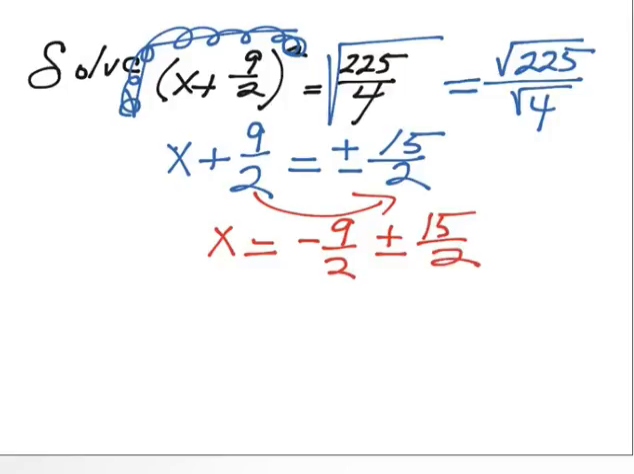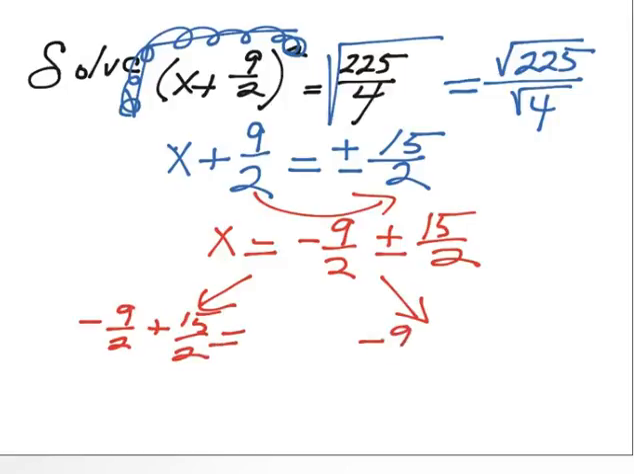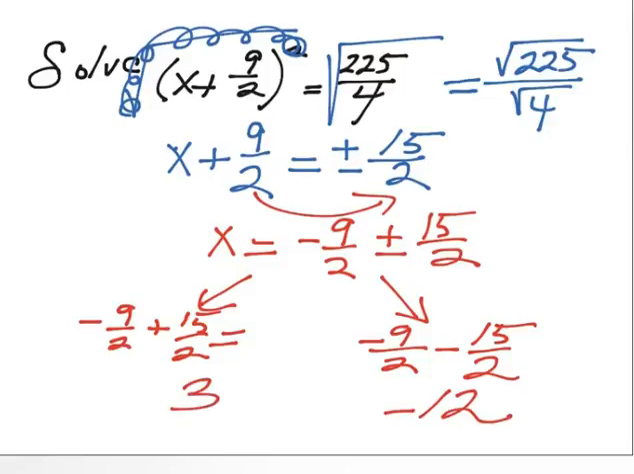And remember, I'm supposed to have two answers, so I'm going to look for two answers. What is negative 9 over 2 plus 15 over 2? And what is negative 9 over 2 minus 15 over 2? What I end up with is, let's see, this ends up to be negative 12, and this ends up to be 3. So those are my answers.